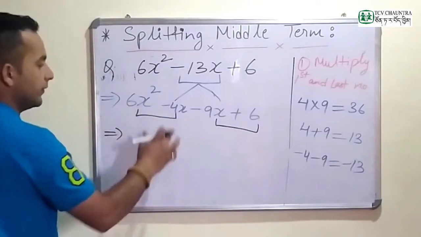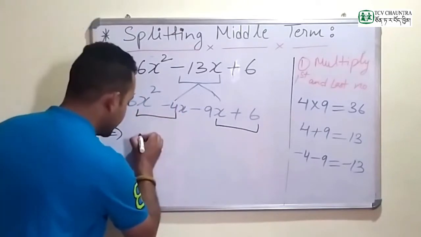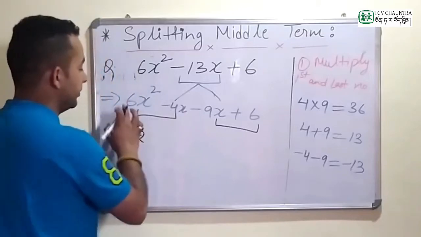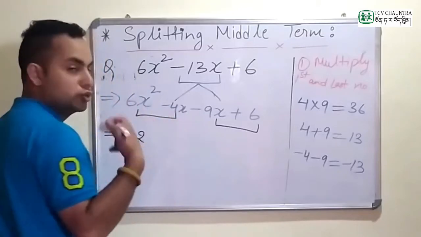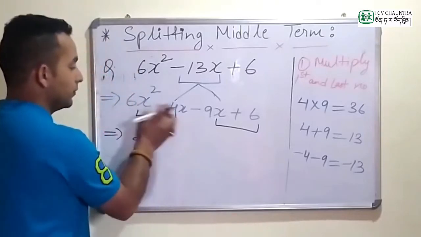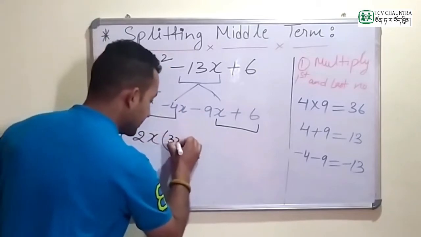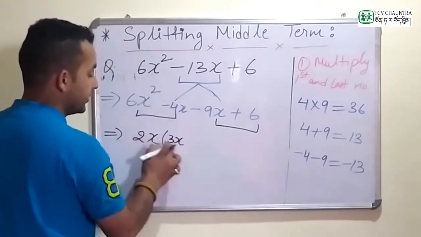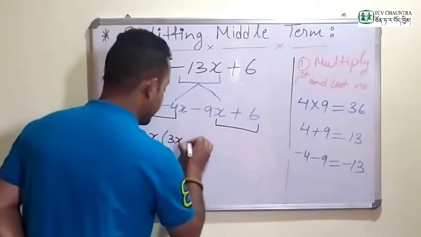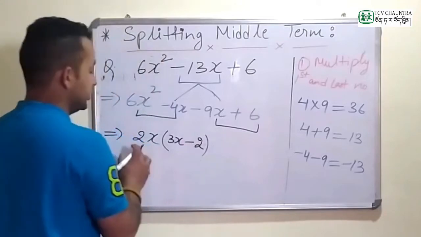6x squared and negative 4x. The common factor in the 2 table is 2, and both have the variable x, so 2x is common. 2x times 3x gives 6x squared. Similarly, 2x multiplied with negative 2 gives 2 times 2 is 4, and negative 4x.